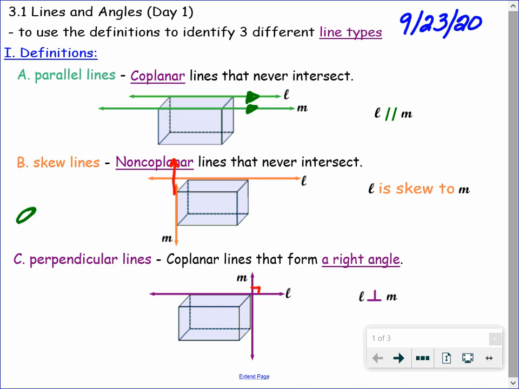If you haven't drawn these pictures on your notes yet, go ahead and pause the video and make sure you get all of this written down.